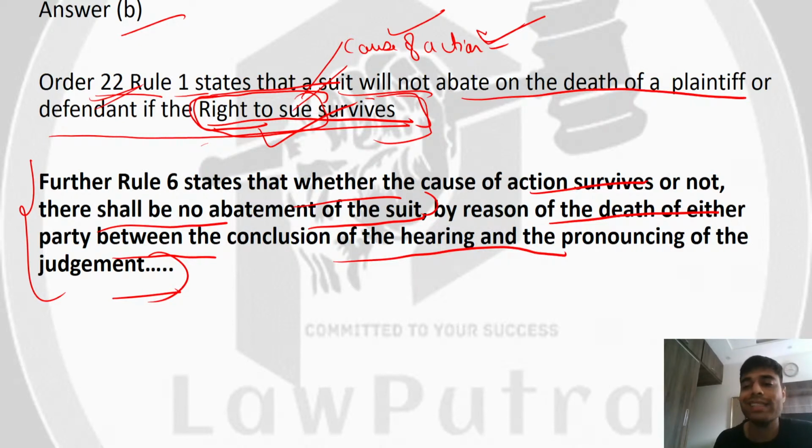Let us say that the property itself has been destroyed. An earthquake came, and let's say it was a house. The suit was related to possession of a house. Now the house itself has been completely destroyed because of the earthquake, so your cause of action is destroyed and does not survive. In that case also, the particular suit will not abate just because of the death of the party between the conclusion of the hearing and the judgment. So even if the cause of action is not there, the suit will not abate and the court has the right to enforce it.